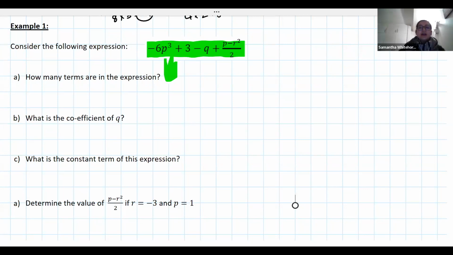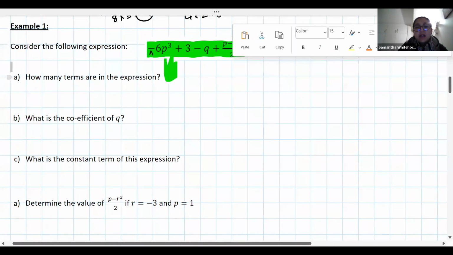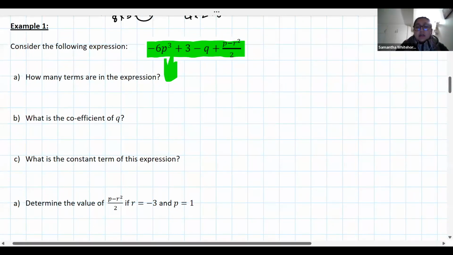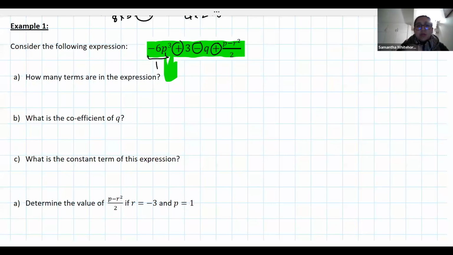Good, guys. Well done. Okay, so remember, plus and minus signs separate my terms. We don't really need to consider this first sign because it's attached to that 6p cubed term. So these plus, minus, plus are separating my terms. So here's term 1, term 2, term 3, and term 4. So exactly, we have got 4 terms.